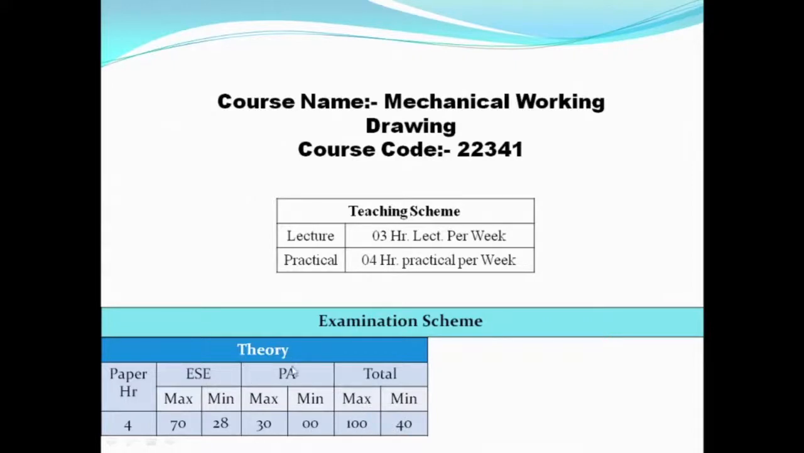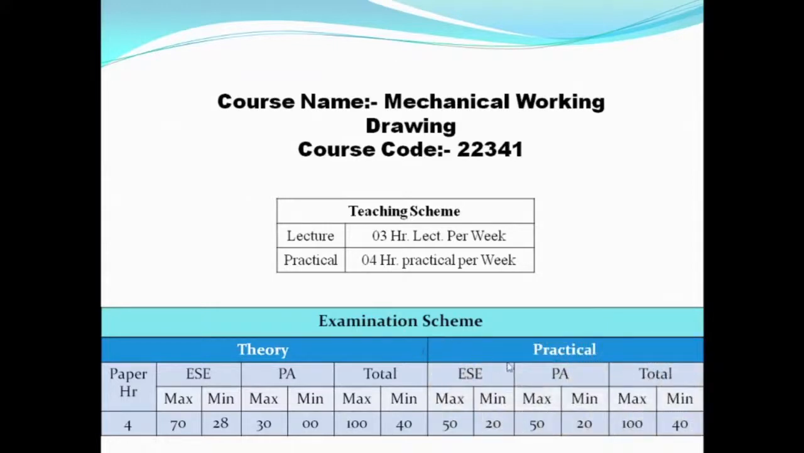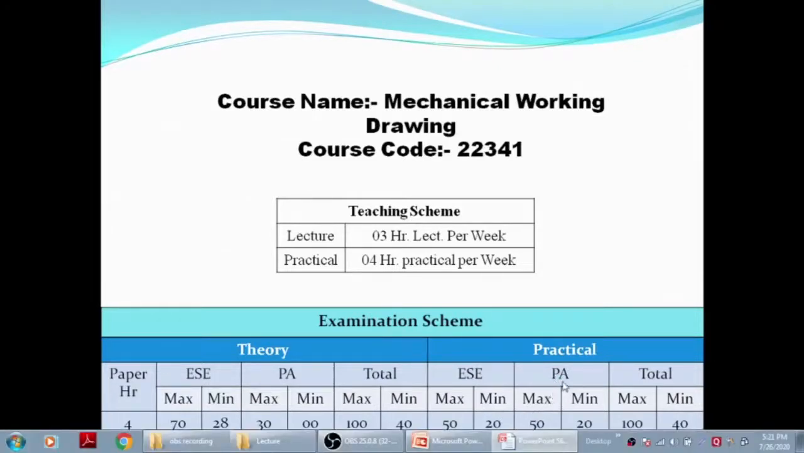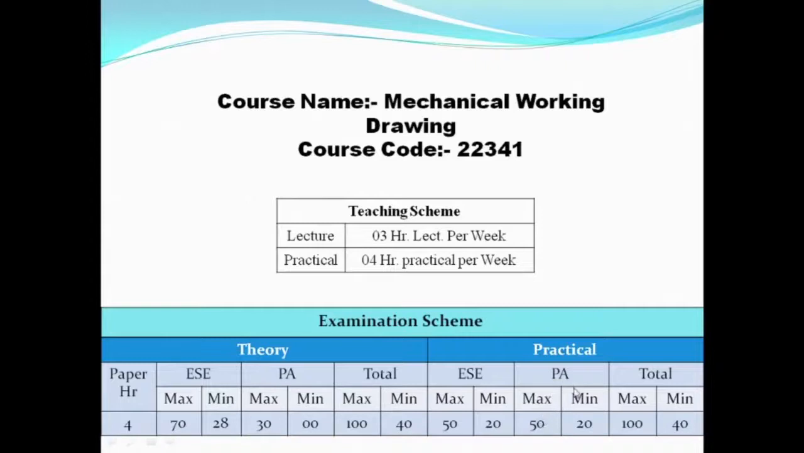The maximum mark for this theory examination is 100. The next category in the examination scheme is the practical examination. The practical examination again has 2 categories, that is the end semester practical. The end semester practical has a maximum mark of 50 and a minimum mark of 20. And the progressive assessment maximum mark is 50 and minimum mark is 20. The practical has maximum marks of 100. Hence this subject's total mark is 100 plus 100, that is 200.